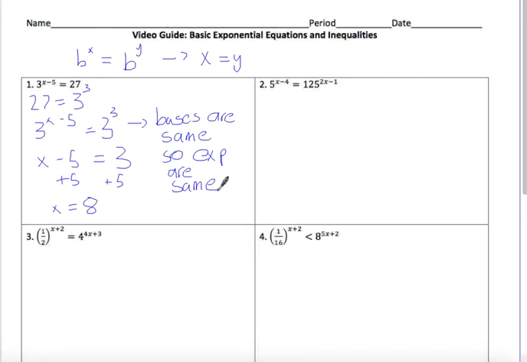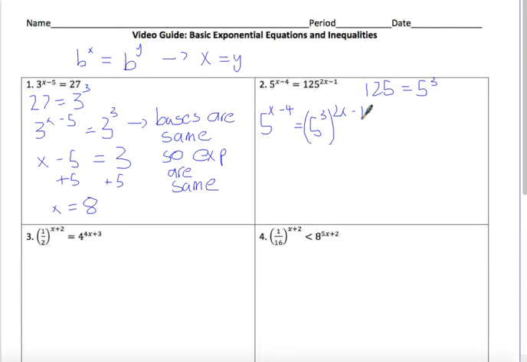And all of these basic exponential equations, we will be able to rewrite them where the bases are the same. Later, we'll get to equations where we can't do that. But for now, this is going to be our best method. So 5 to the x minus 4 equals 125 to the 2x minus 1. Again, we're going to use this fact here that 125 is 5 to the third power. So now we have 5 to the x minus 4 equals 5 to the third, to the 2x minus 1.